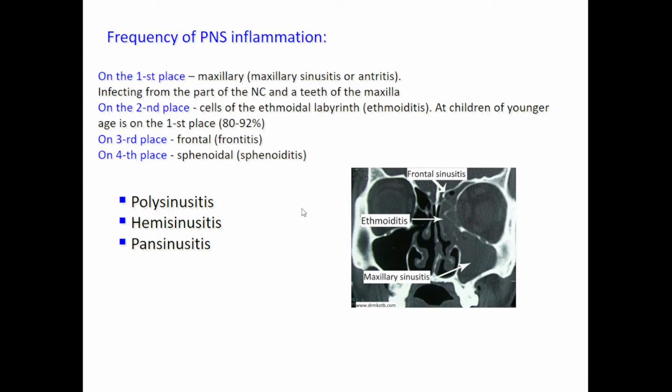The situation when a few different sinuses are damaged, for example the maxillary sinus on the left side and the frontal sinus on the right side, or the maxillary sinus and frontal sinus on one side, we use the term polysinusitis. If all sinuses on one side are damaged, it will be hemisinusitis, as in this picture. And if all sinuses are involved in the pathological process, it will be pansinusitis.